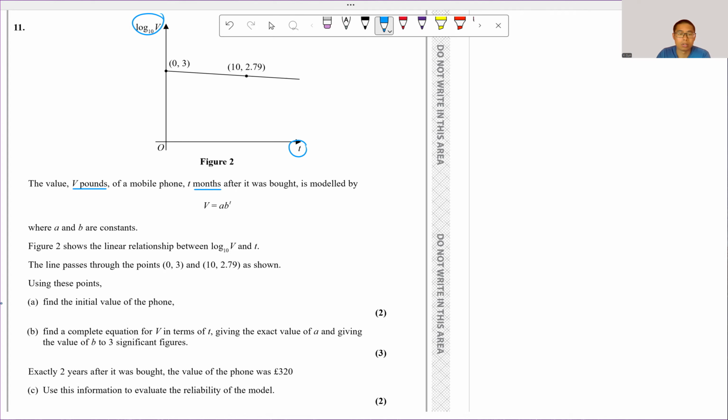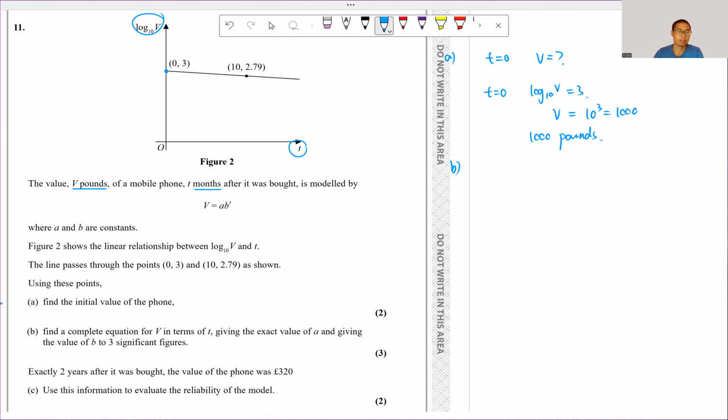So we want to find the initial value of the fund. The initial value of the fund is when T equals 0, so what is V equal to? We have this coordinate (0, 3). This means when T equals 0, log base 10 of V is equal to 3. But we're looking for what V is, so we need to rearrange it. So V equals 10 to the power 3, which is 1,000. That would be the initial value. So 1,000.